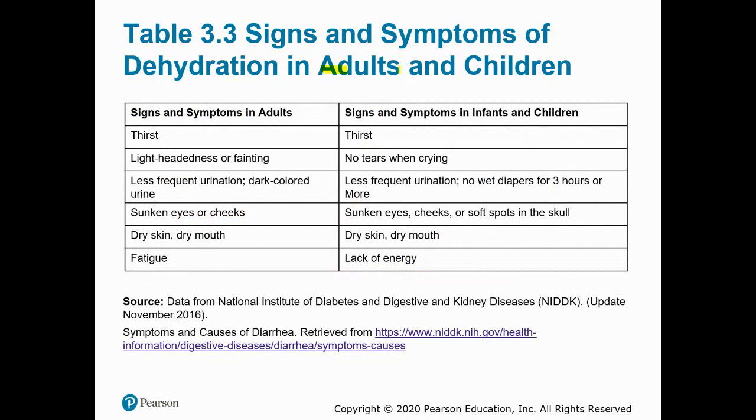Signs and symptoms of dehydration in adults and children. So particularly again in infants and children, these are important signs to look out for. So maybe no tears when they're crying, not peeing frequently, you know, less frequently than every 3 hours. A little lethargic, not having a lot of energy, sunken eyes, cheeks, or soft spots on the skull, dry skin, dry mouth.